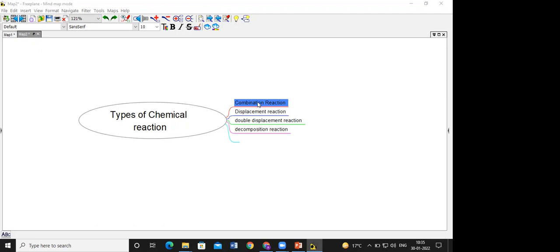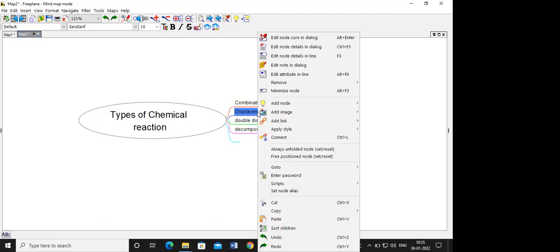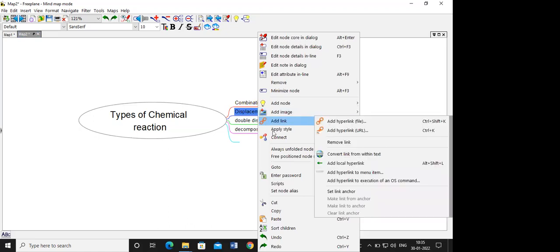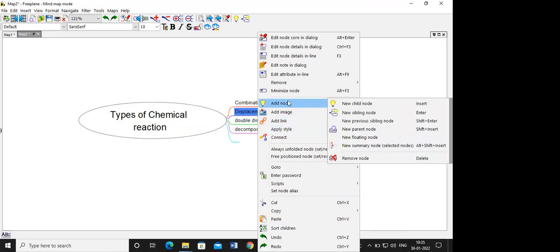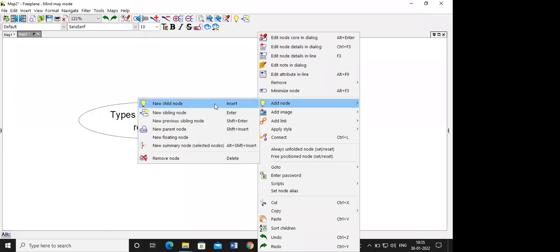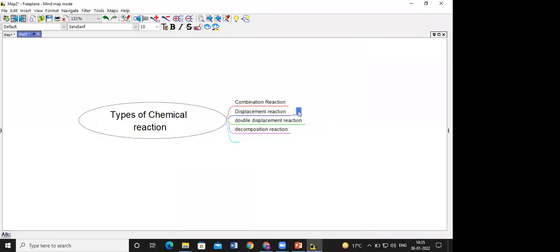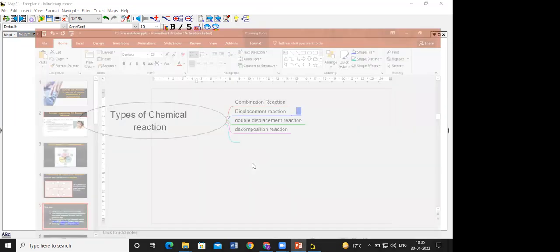Okay, so whenever you are integrating ICT, you have to explore everything. Like suppose this is the displacement reaction, and I'll go to this one. So everything will be there. You can enter anything, you can paste, you can add an image here, you can add a link here, you can add a video, you can add anything. Suppose I need to add the definition, I can give the definition of the displacement reaction. So this is for content analysis, you can do this.